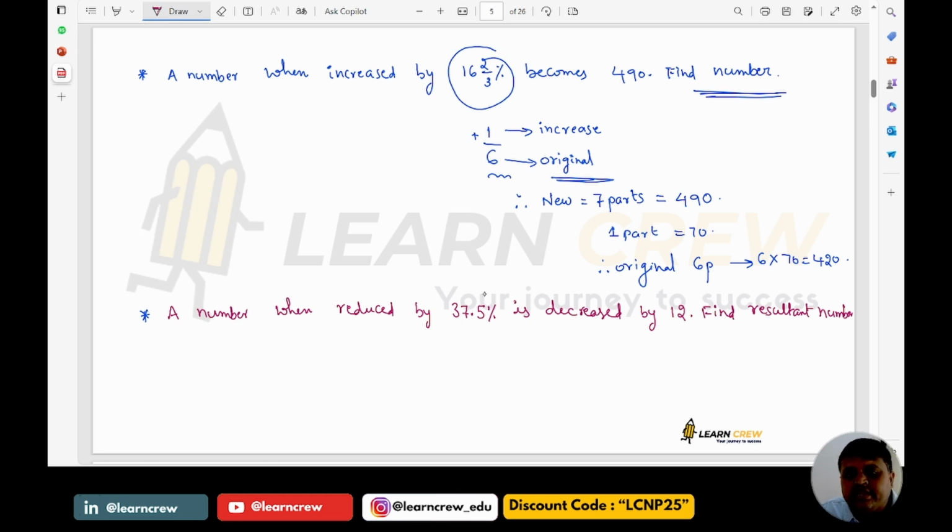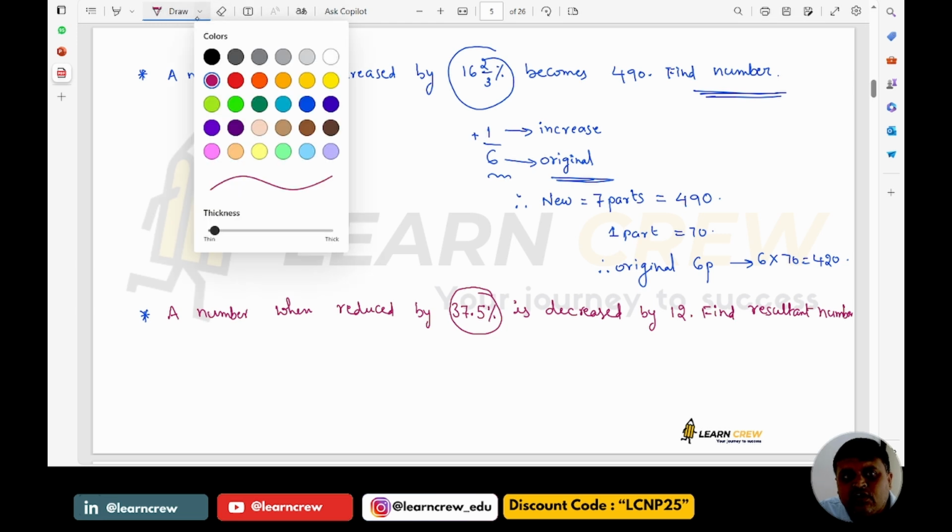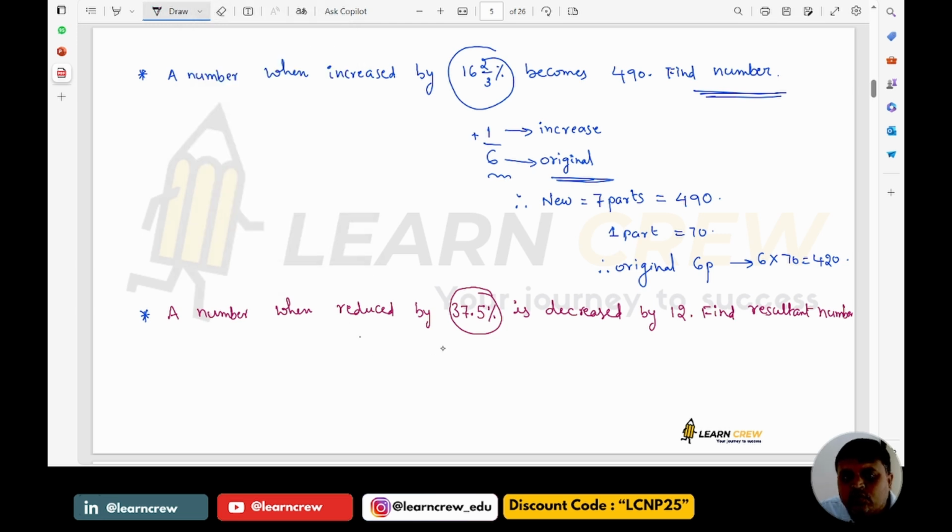So a number when reduced by 37.5%. You already know 37.5% is 3 by 8. Understanding the fraction value: if the original is 8 parts, the reduction means the decrease. So a 37.5% reduction means if 8 parts is the original, then the number is reduced by 3 parts.